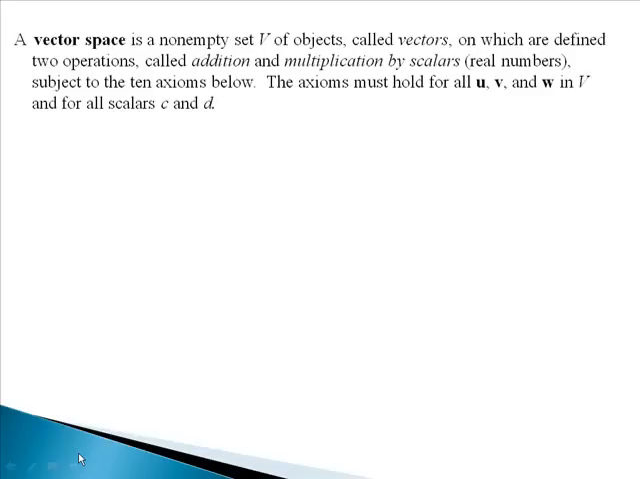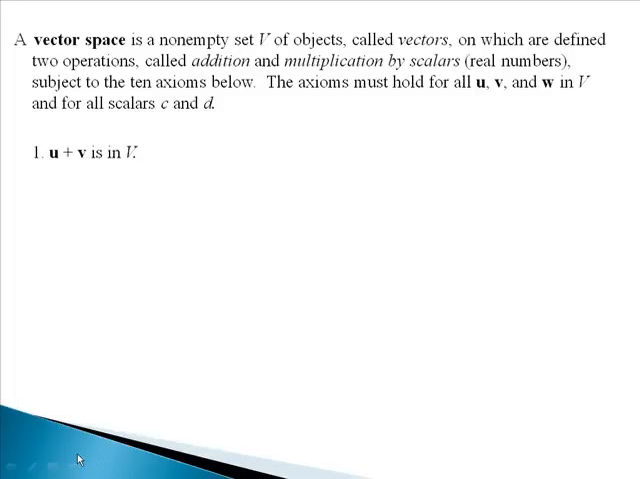two operations, addition and multiplication by scalars or real numbers, and they're subject to the 10 axioms that we're going to look at. The axioms must hold for all vectors u, v, and w in our set V, and then for all scalars c and d.